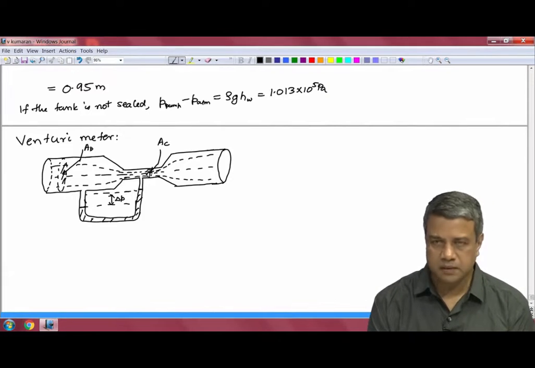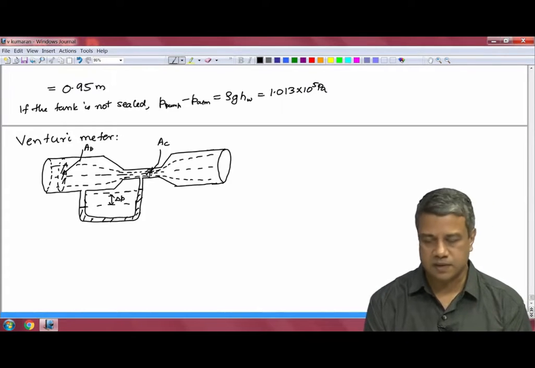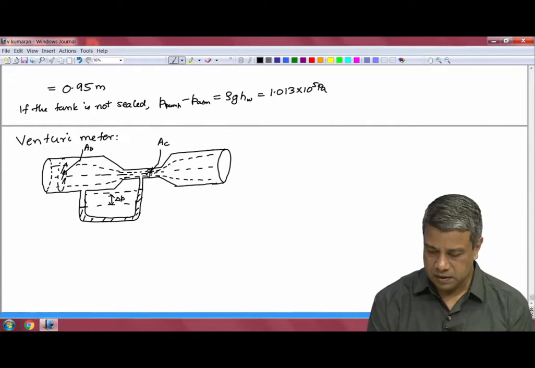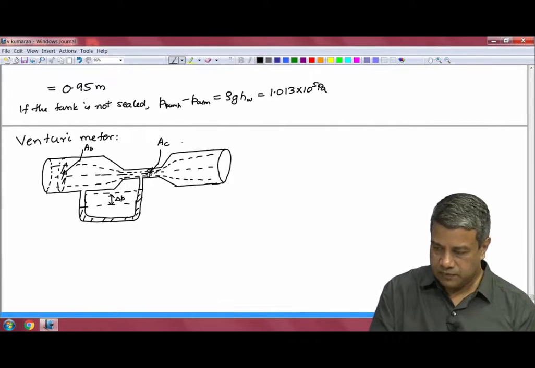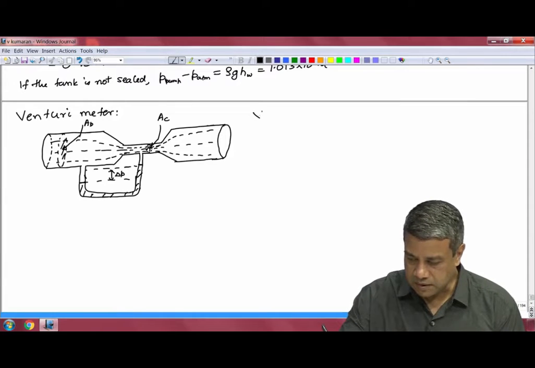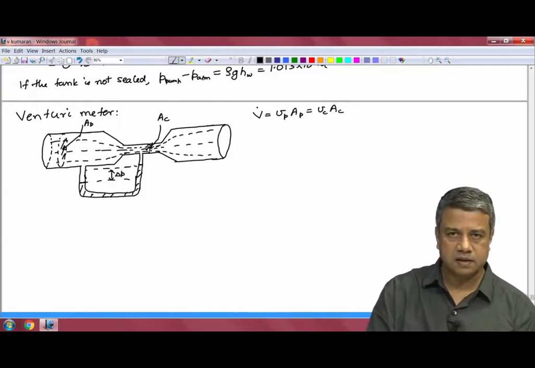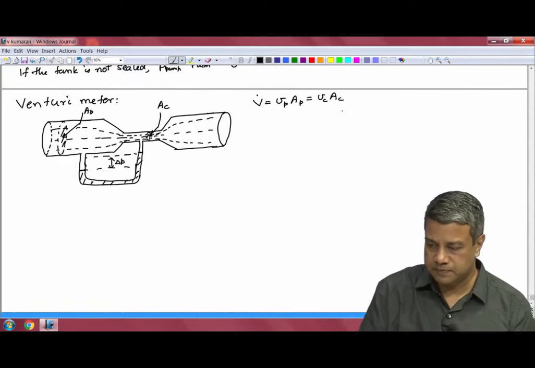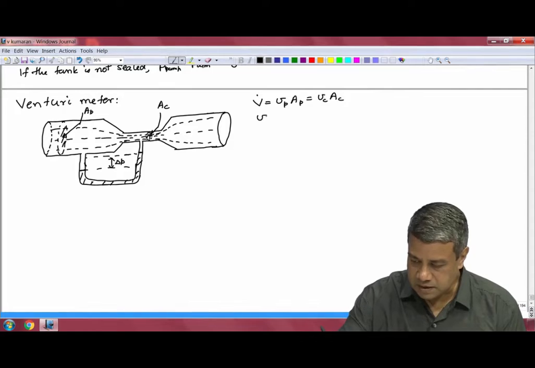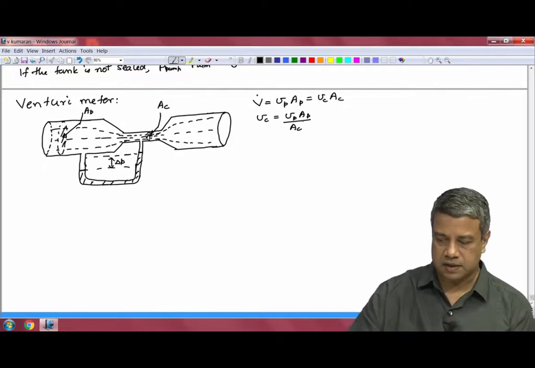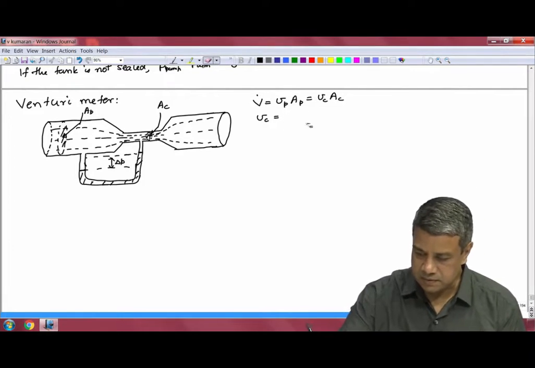Now, how do we calculate the flow rate just from knowing this pressure difference delta P? We know that the total flow rate has to be the same, the volumetric flow rate, which is the velocity in the pipe times the cross sectional area of the pipe, has to be equal to the velocity in the contraction times the cross sectional area of the contraction. And what that means is that the velocity in the contraction is equal to the velocity in the pipe times the area of the pipe divided by the area of the contraction. So, this emerges just from volumetric conservation.